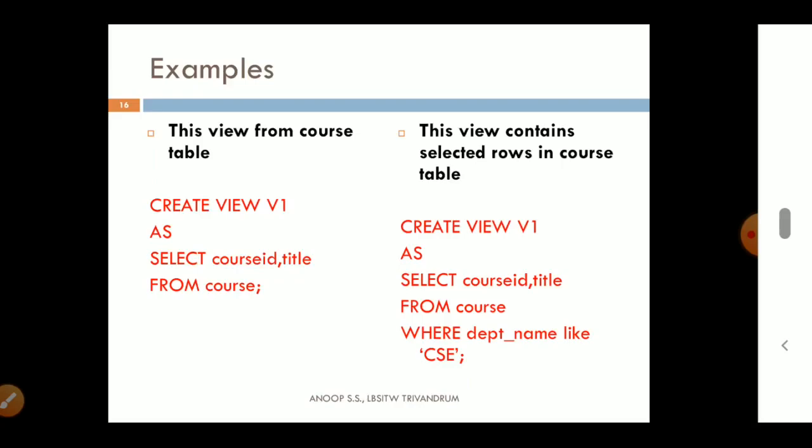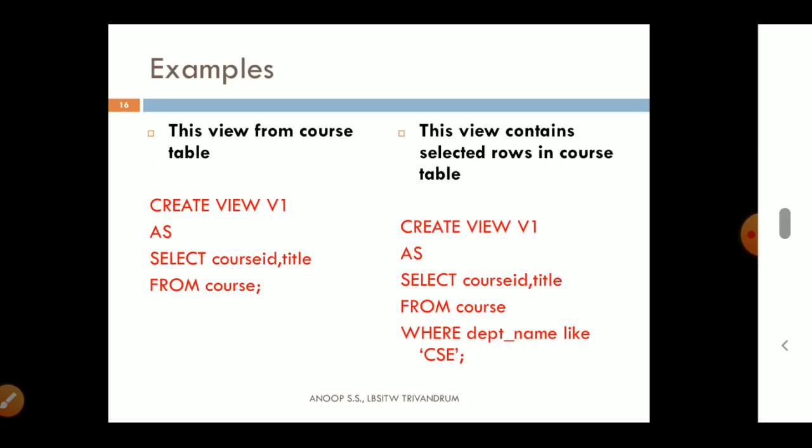In another example, two examples are given. Here the entire table is available, but only course ID and title is available in the first query. Select course ID and title from course. That means all the rows are available, but only the course ID and title columns are available for the user, or it is available in the view v1.